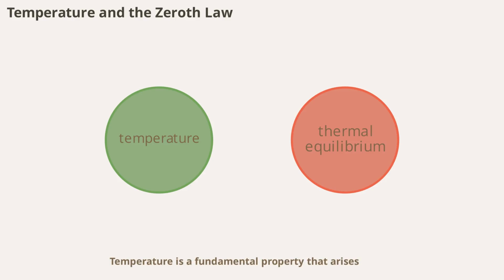Temperature is a fundamental property that arises directly from the zeroth law of thermodynamics. According to this law, temperature is the property that determines whether or not two systems are in thermal equilibrium. In other words, if two objects have the same temperature, no heat flows between them when they are in contact. This definition allows us to use thermometers and other devices to measure temperature accurately, providing a consistent scale for scientific and everyday use.